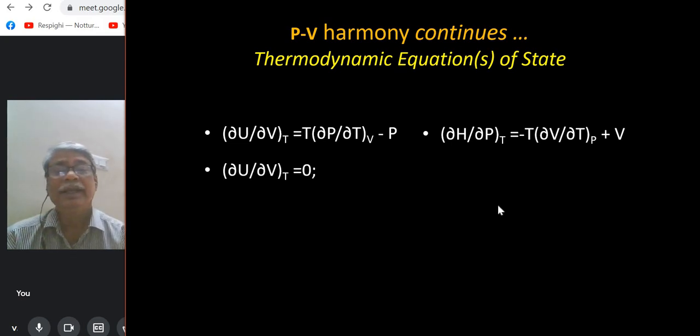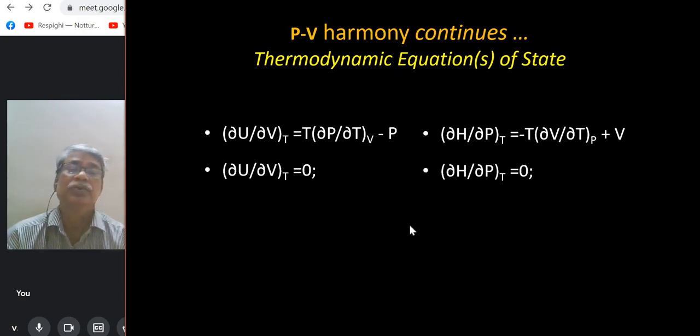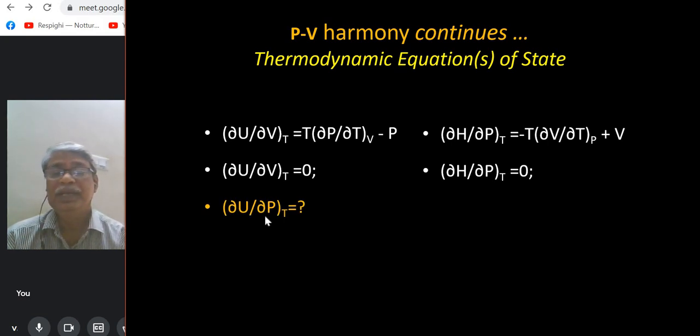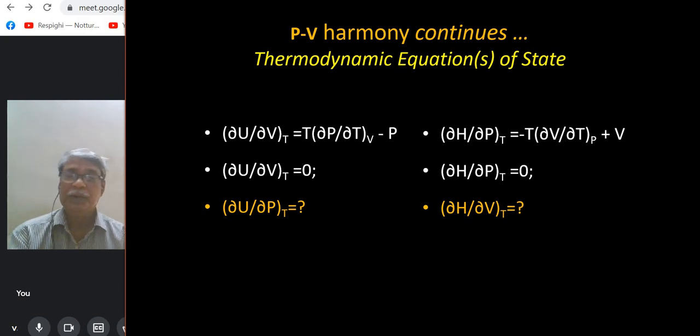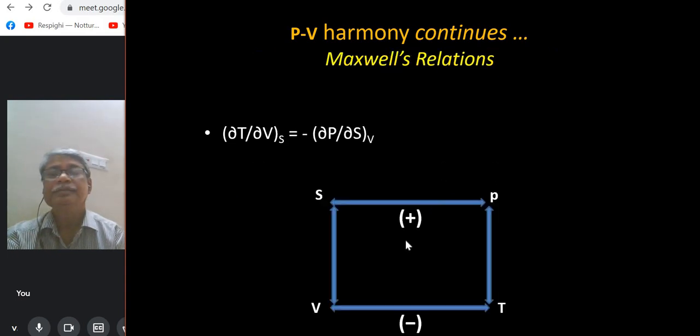And for ideal gas, we know that (∂U/∂V)_T is 0. So similarly, we expect (∂H/∂P)_T equals 0. Not only that, we can show that (∂U/∂P)_T is also 0. But here again, you expect that (∂H/∂V)_T is also 0, right? So far so good. They are exactly parallel, and you will agree with me that from the left hand side equations, you can get easily by the simple trick the right hand side equations, right?